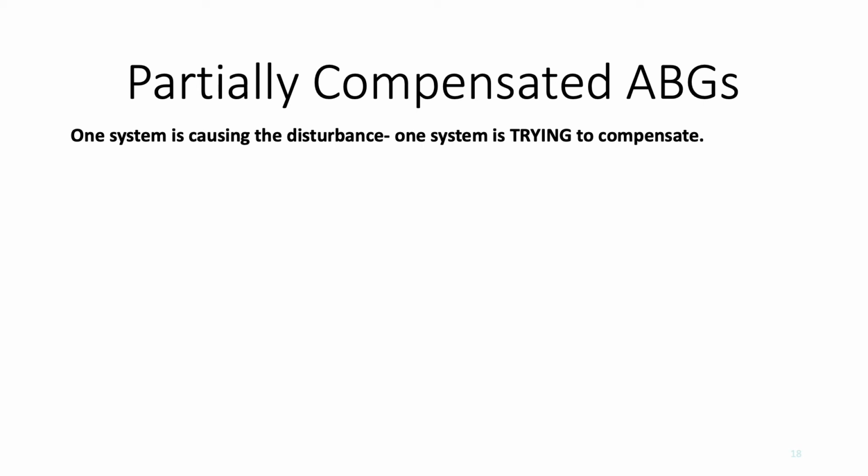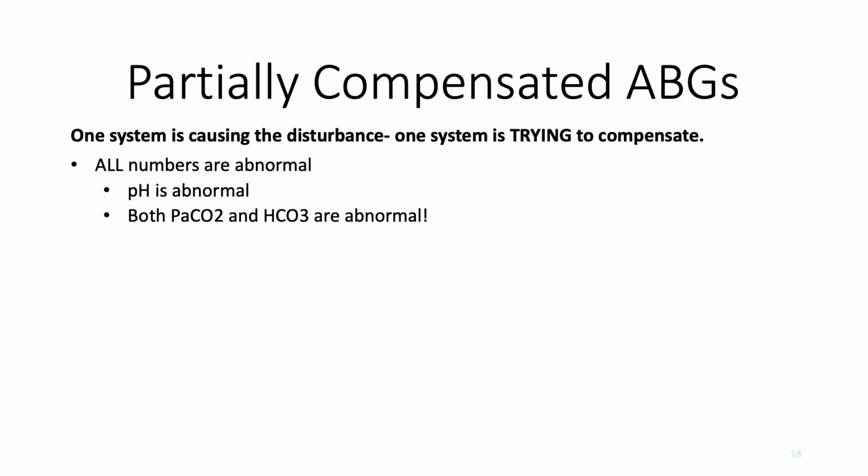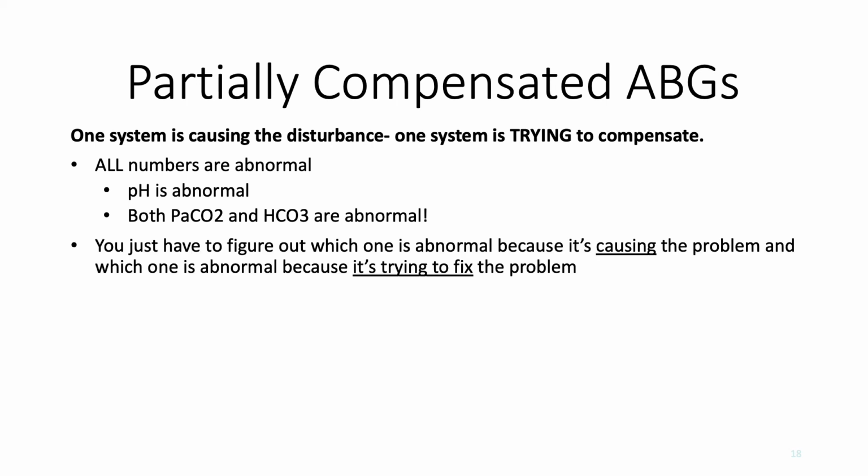So when you look at each of the numbers, the pH, the CO2, and the bicarbonate, they will all be labeled as abnormal, so either acid or base. None of them are going to be labeled as normal. But the key is that one will match the pH and one will be the opposite of the pH. And the one that matches is the problem, and the one that's the opposite is trying to compensate. Now, we call these partially compensated because that compensating system is trying to help, but it hasn't completely helped yet.